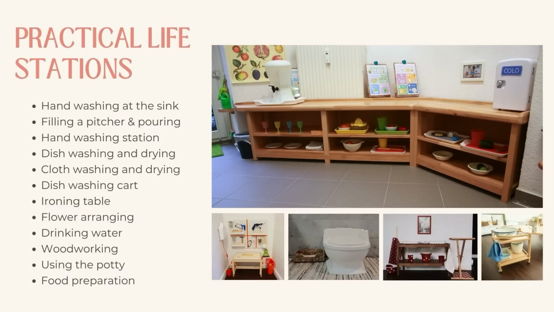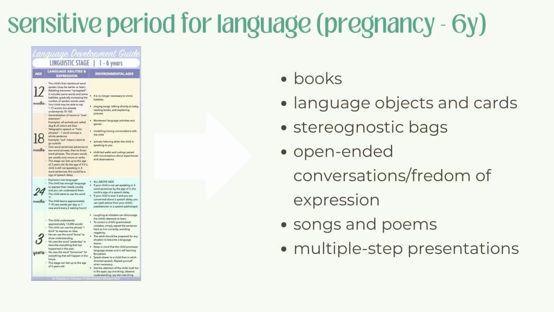You can have an ironing table, a flower arranging table, of course, the area above for drinking water that's coming from a dispenser. There's the woodworking area, self-care area, place where they can use the potty or practice using the potty, and the toddler kitchen. Just like in the Nido classroom, at least one material should be available to the child which supports the repetition and mastery of each developmental milestone they experience.